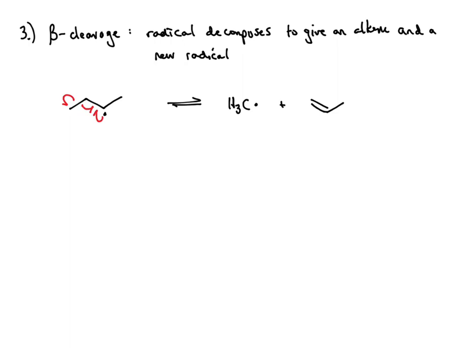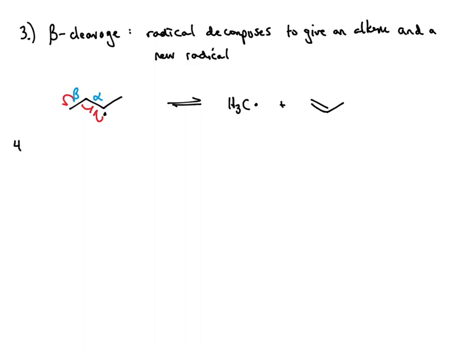Okay? And so this is a process by which the radical that we started with decomposes into an alkene, in this case propylene, plus a new radical, methyl radical. Right? So this is known as a beta cleavage. You can think of this as being the alpha bond, and this is the beta bond.